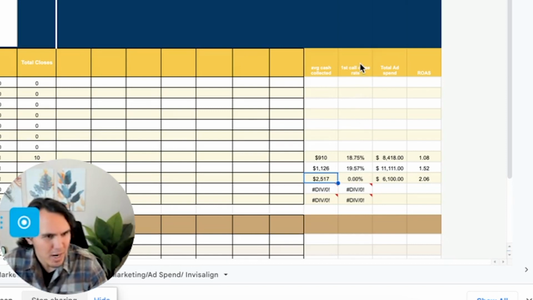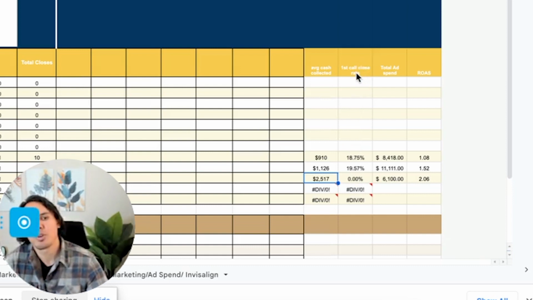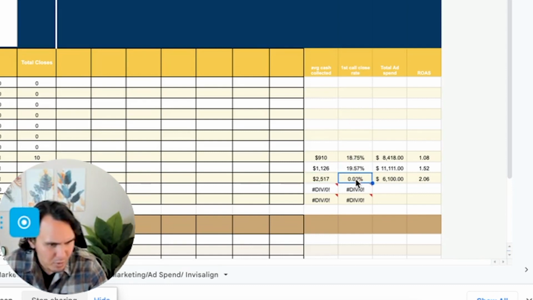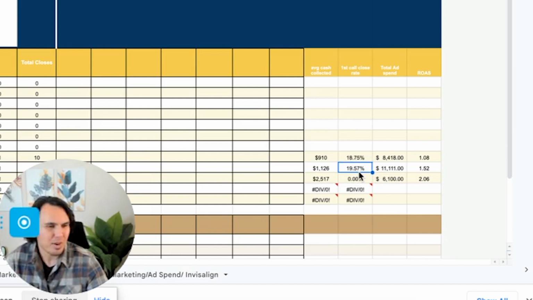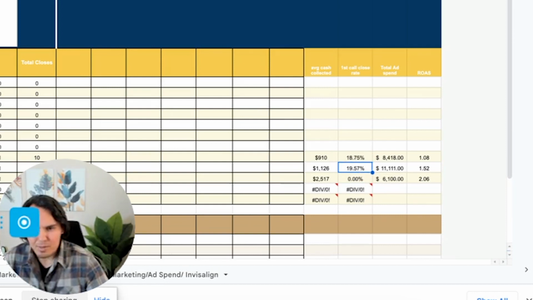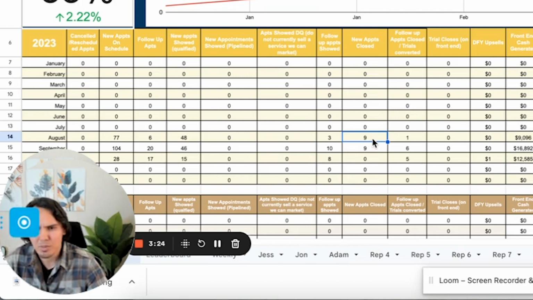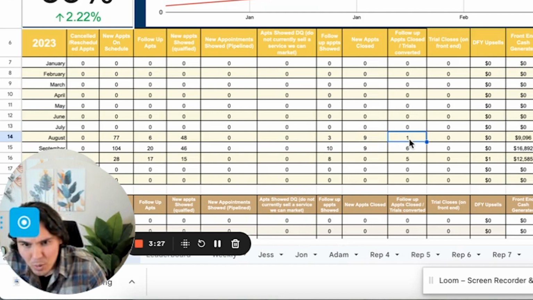Other metrics we're tracking that are important is to see, like, what's your first call close rate? Like, how many deals are getting closed on that first call? For whatever reason, it's not loading for October, but around 18 to 19% is fine, which is one of the main things I've been learning, the importance of follow-up. As you can see, in August, we had 9 new appointments closed. So that's on the first call, right? First call closes about 9 deals. Follow-up appointments closed, only 1 in August.